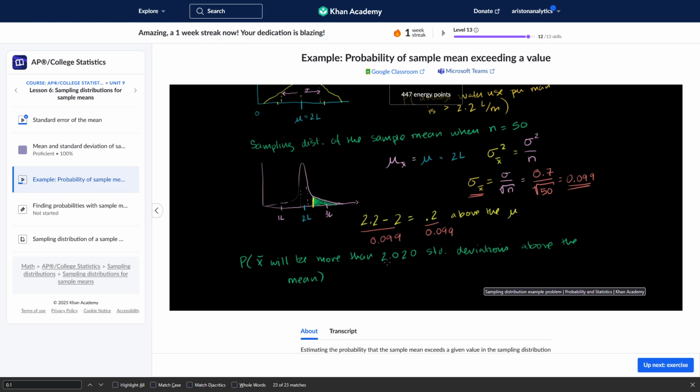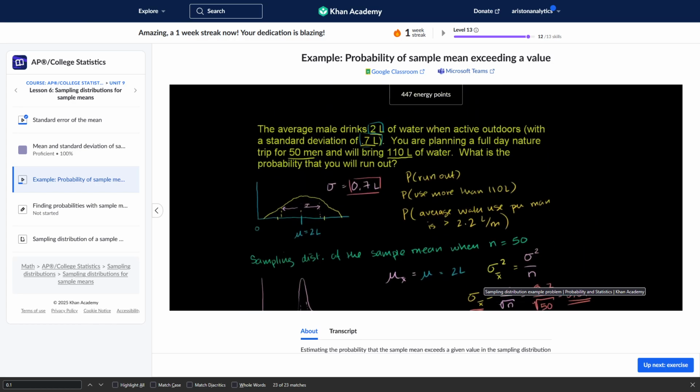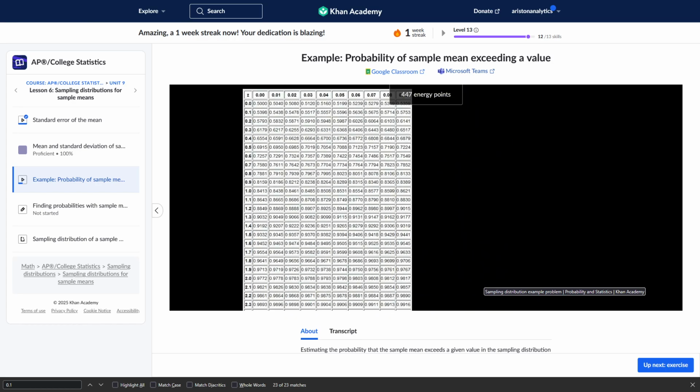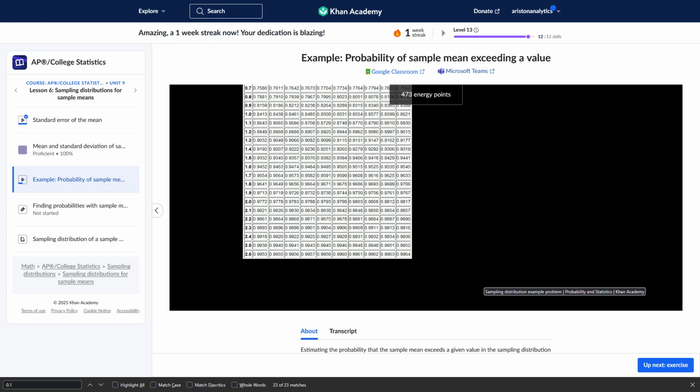But anyway, we need to figure out the probability that the sample mean will be more than 2.02 standard deviations above the mean. To figure that out, we go to a z-table, and you can find this pretty much anywhere. Usually it's in any stat book or on the internet. Essentially, the z-table will tell you how much area is below this value. So if you go to z of 2.02, that was the value that we were dealing with, right?